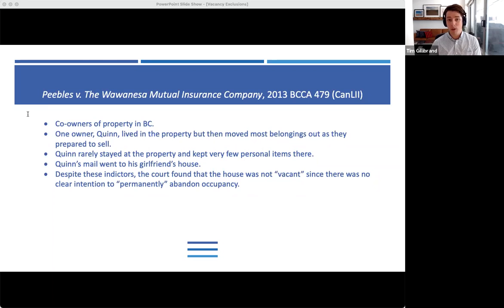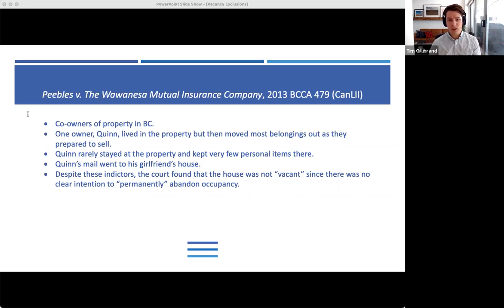The court found the property was not vacant in this case, even though Quinn barely stayed there and had admittedly moved out. But the court focused on the fact that Quinn left some belongings at the house. The utilities remained connected. The two owners kept checking up on the property. And also, Quinn had in fact stayed at the property once within the 30 days before the loss.